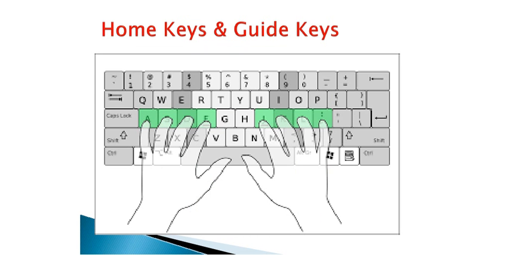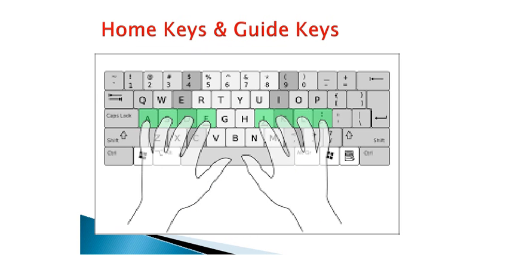And the next is home keys and guide keys. Basically, we are learning about typing, so we have to focus on the home keys and guide keys: how we will type and how we will go through a sentence without looking, which we can call blind typing. So we have to concentrate on the home row and learn how to use it.